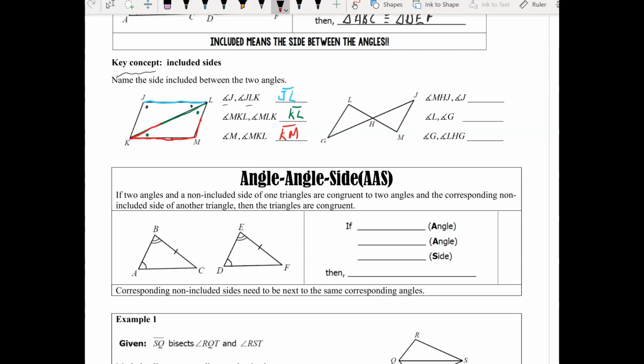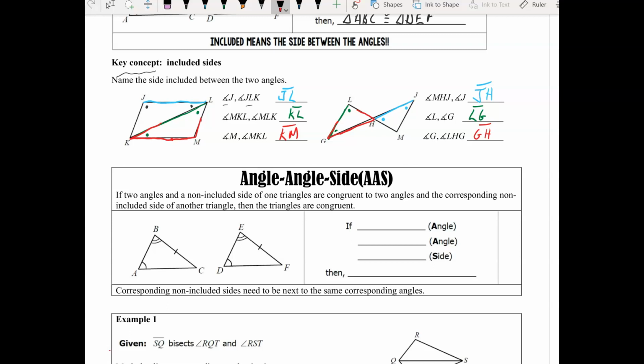All right, I'm going to pause the video and you try it for the second example. Okay, there they are. So I used the dot method for the first two, and then I used this segment highlighting it in red for G and LHG.